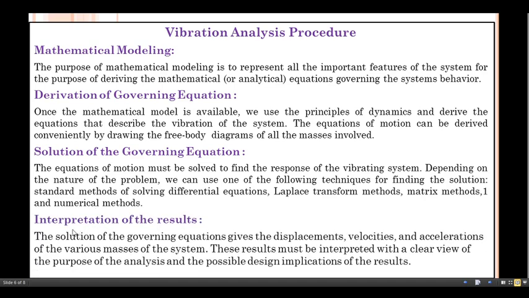Last step is the interpretation of results. The solution of the governing equations gives the displacement, velocity, and acceleration of the various masses of the system. The result must be interpreted with a clear view of the purpose of the analysis and the possible design implications of the results.